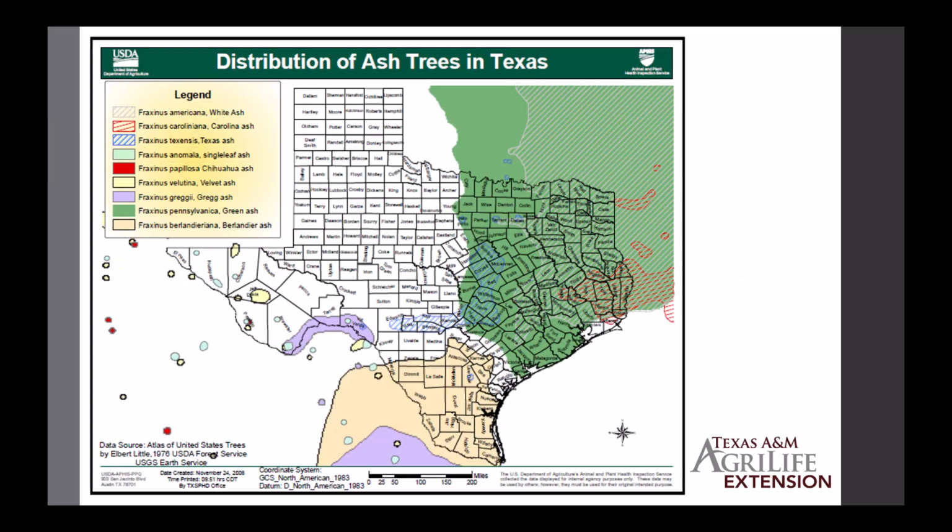This map shows the distribution of native ash trees throughout Texas. You can see that a fair number of species are found in the eastern, central, and southern parts of the state, as well as pockets in the western and Big Bend region. While it may not seem that we have a plethora of ash species, we do have many planted ash in our landscapes. The loss of landscape trees is significant to the aesthetics and value of a home and landscape.